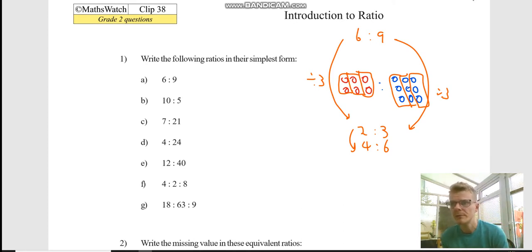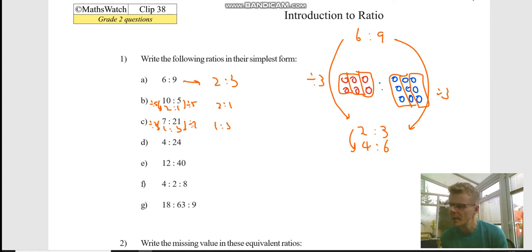So for the first one, we've got the answer of 2 to 3. If you get this now, you can skip through this and just pause it when all the answers are on the screen in a second. For the next one, 10 to 5, just write it underneath. The highest common factor of both of these is indeed 5, so I could divide both sides by 5. So this ends up being 2 parts to 1, and for this one we'll divide both sides by 7, and then we end up with 1 to 3.